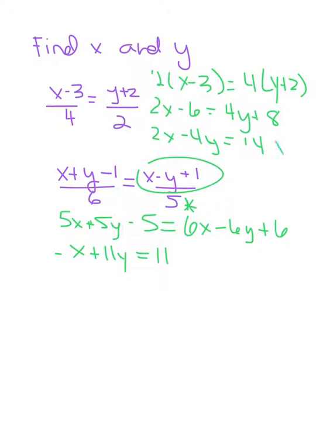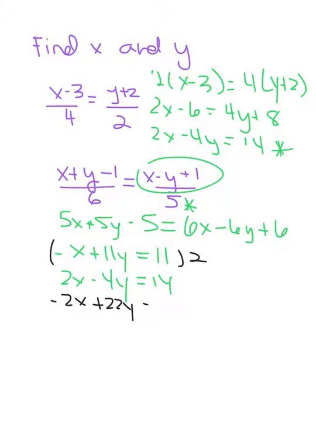Now I'm going to bring down my other equation I have. So I have 2x minus 4y is equal to 14. So I have two equations and two variables. So that's a linear system. So I could either use substitution or elimination to solve. I'm going to use elimination. I'm going to multiply the top equation by 2 and rewrite down here. So I have negative 2x plus 22y is equal to 22.